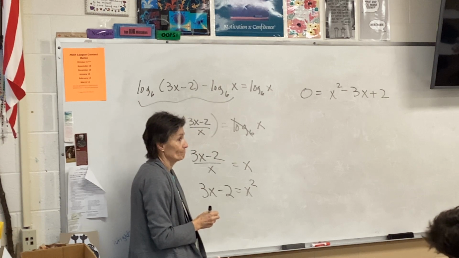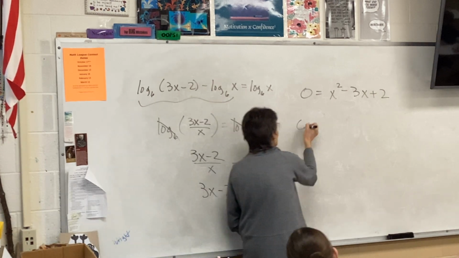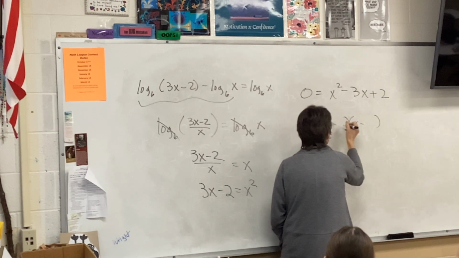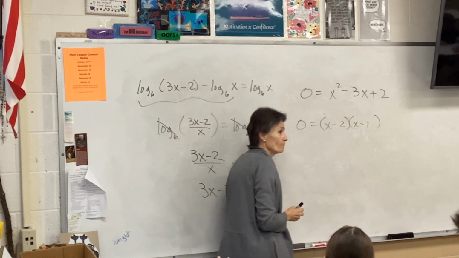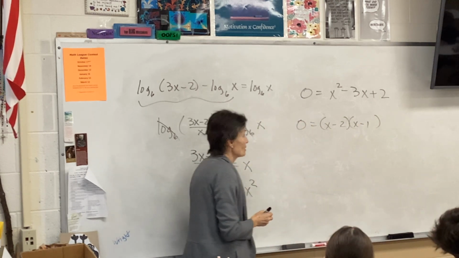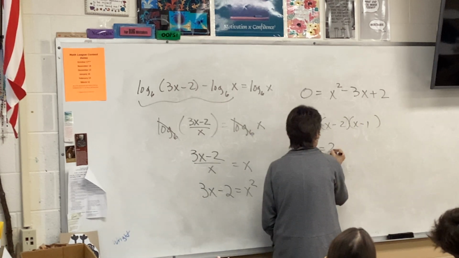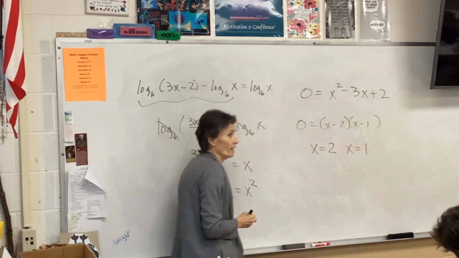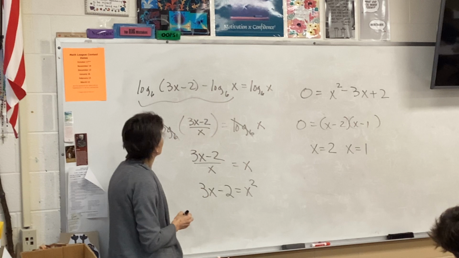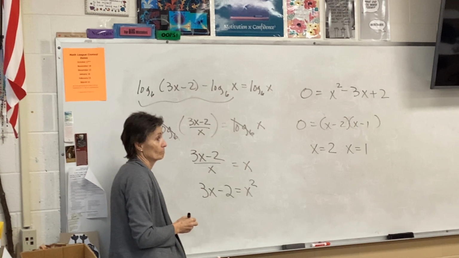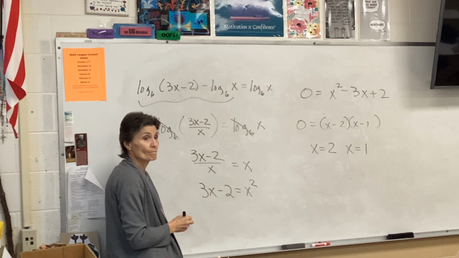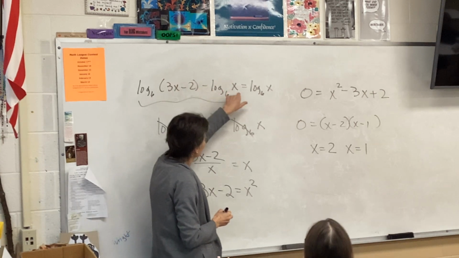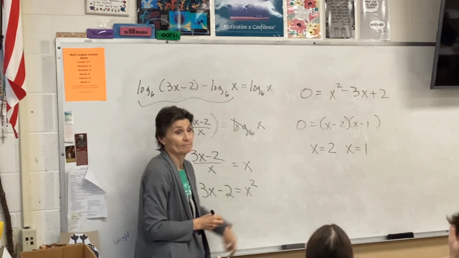Now what? Factoring. Two and 1. So x equals 2 or x equals 1. In these, it could only be extraneous if it's negative, right? If it makes this negative, or this negative, yes. Okay.